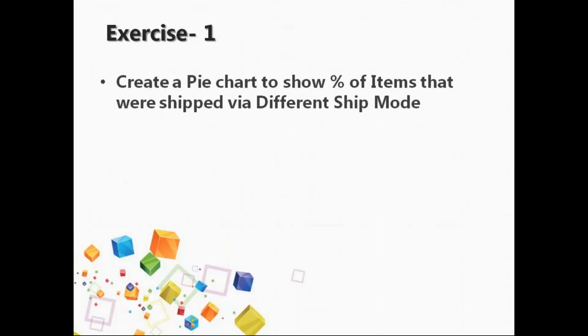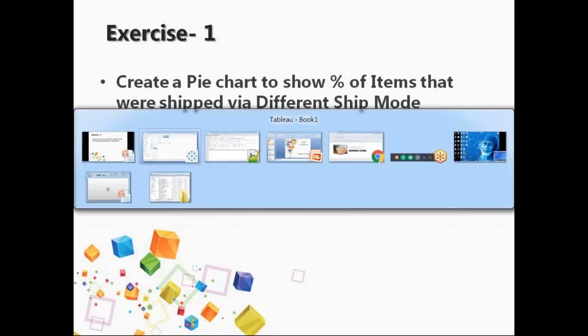All right, I'm starting. Now, the first one is we have to create a pie chart to show the items that were shipped through different ship modes. Here we'll be doing two things. First, we'll create a pie chart. The second is we'll create a donut chart in Tableau. Also, we'll see how we have to apply a table calculation on the visualization.